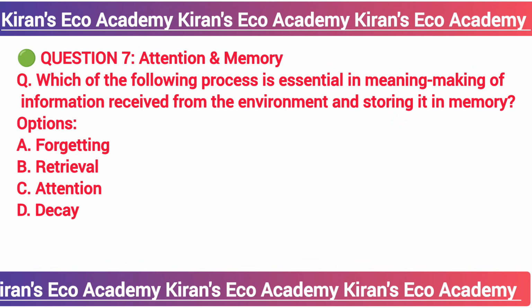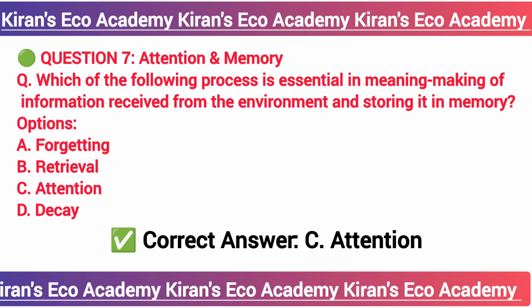Question number 7. Which of the following processes is essential in meaning making of information received from the environment and storing it in memory? Option A, forgetting. Option B, retrieval. Option C, attention. Option D, decay. Correct answer is option C, attention.